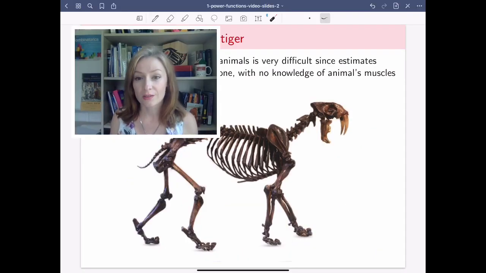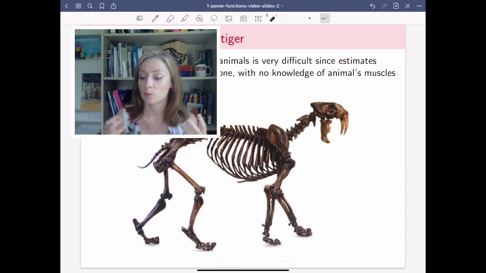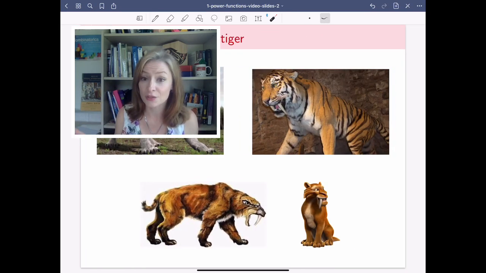Let's now take a look at another example to see how proportionality gets used in applications. Estimating the mass of extinct animals is very difficult because we have to base our entire findings on the skeleton alone with no knowledge of the animal's muscle mass. So for example, given a skeleton of a saber-toothed tiger, one can only try to imagine what it looked like in real life. And you can imagine different kinds of things.